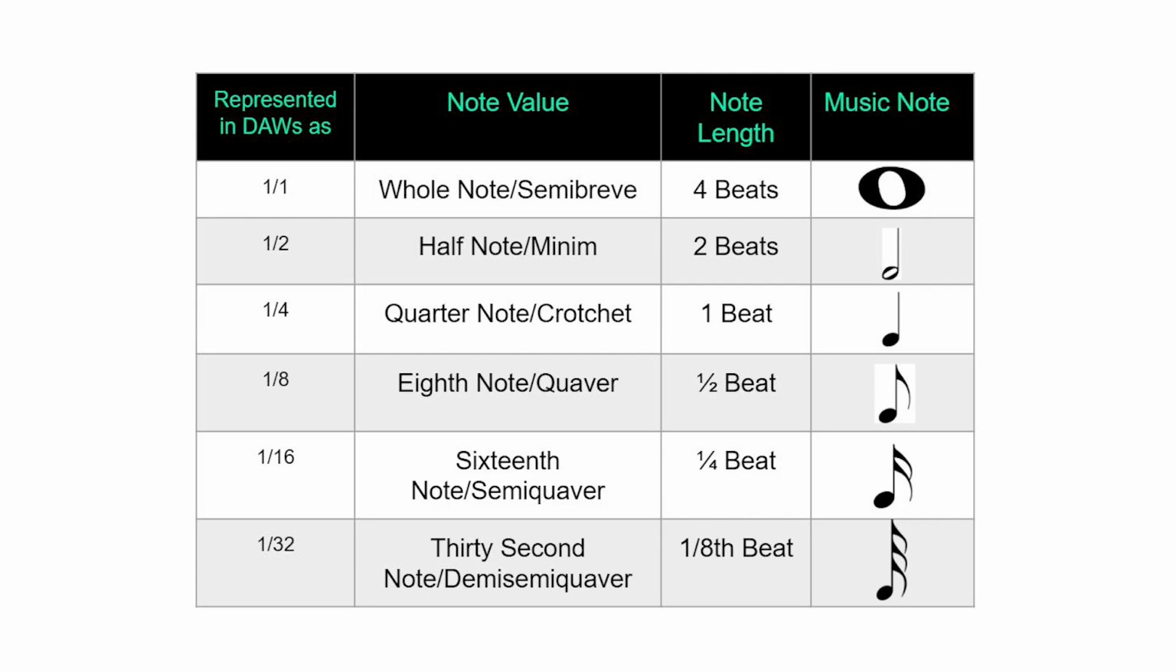As you've seen, DAWs represent note values by a fraction, such as 1/4 for crotchets or quarter notes, or 1/8 for quavers or eighth notes. For beginners, this can take a little while to get used to, so here is a quick chart detailing various note lengths with the equivalent value for DAWs.